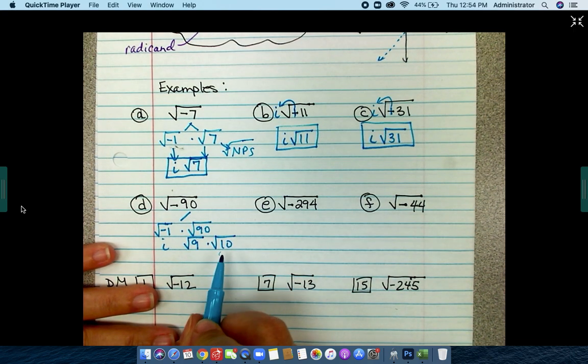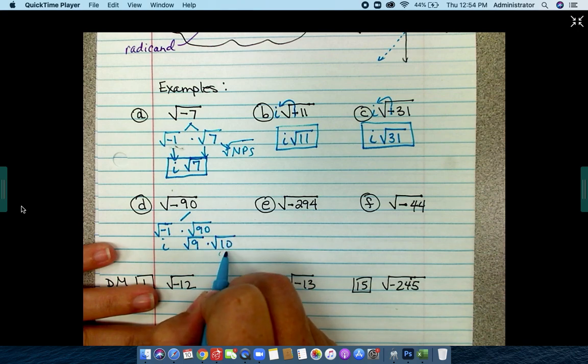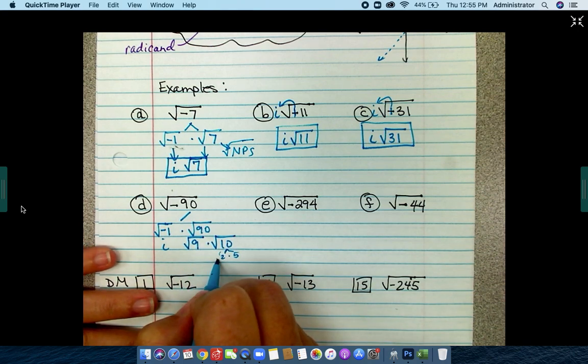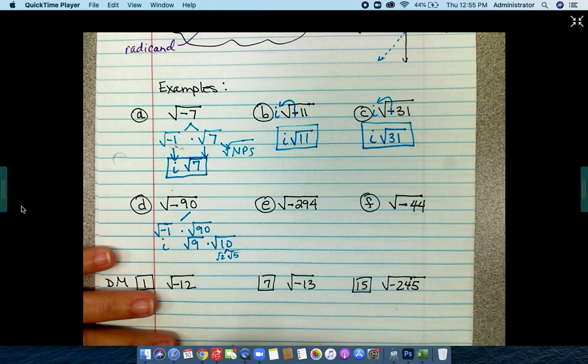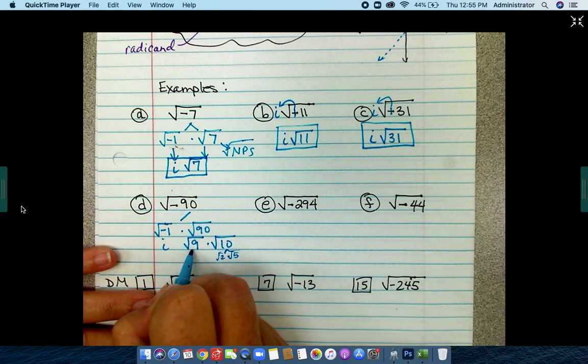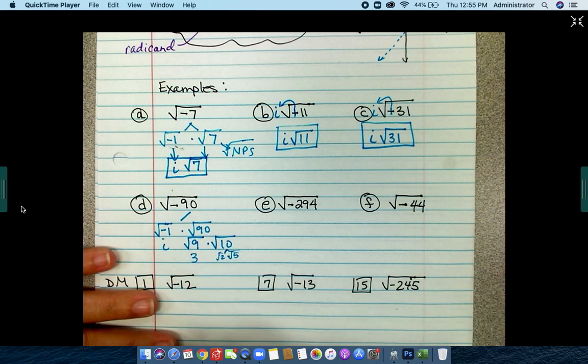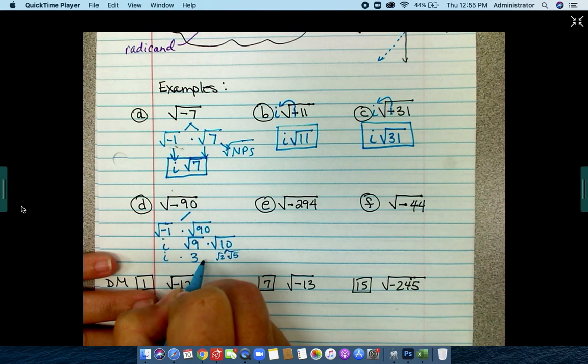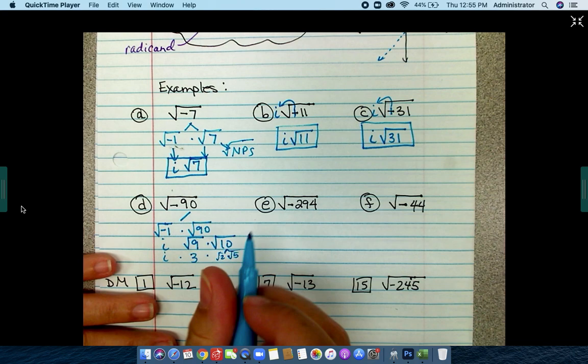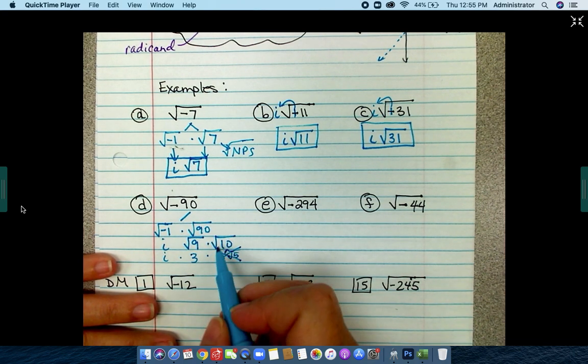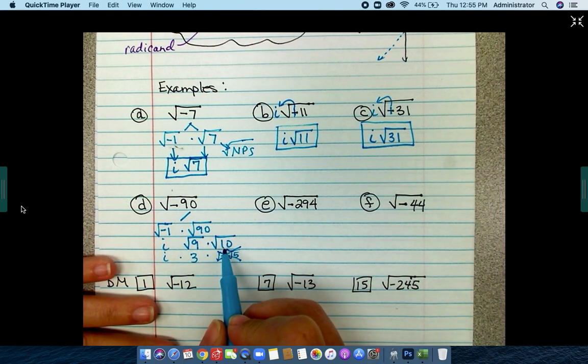Because the square root of 10, its only factors are 2 and 5, and I can't simplify those, right? Cannot simplify those. Those are not perfect squares. However, the square root of 9 is equal to 3. And again, I have this i. So to write your final answer, we want to leave any square roots of non-perfect squares in the radical if we can't simplify them any further.